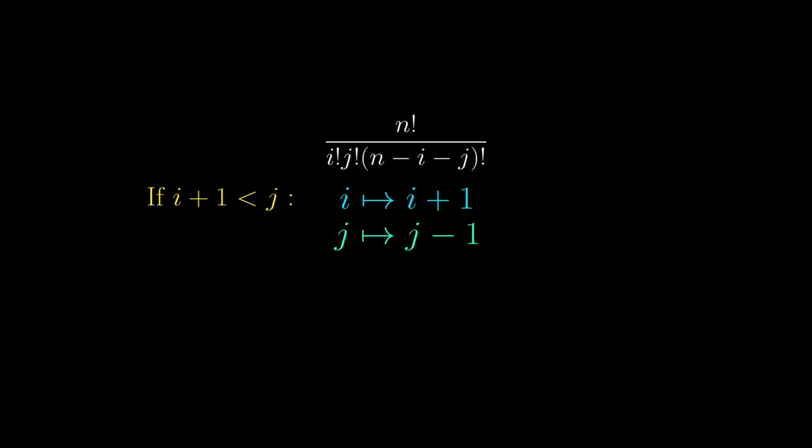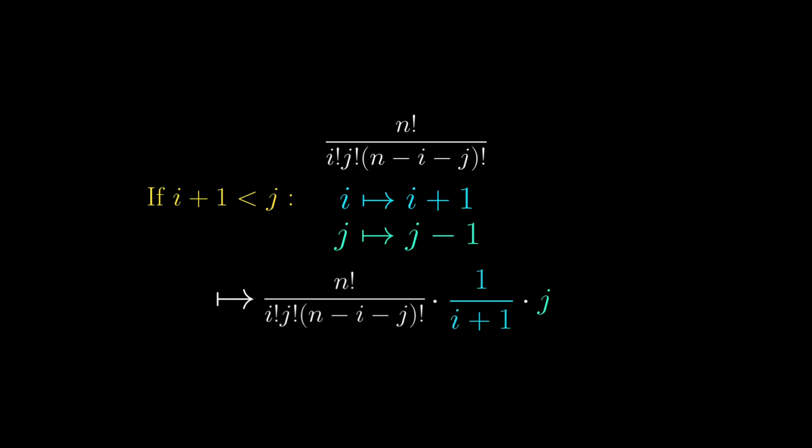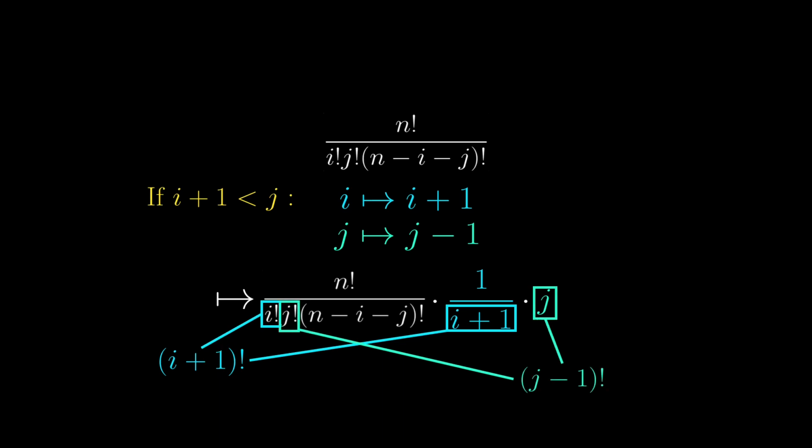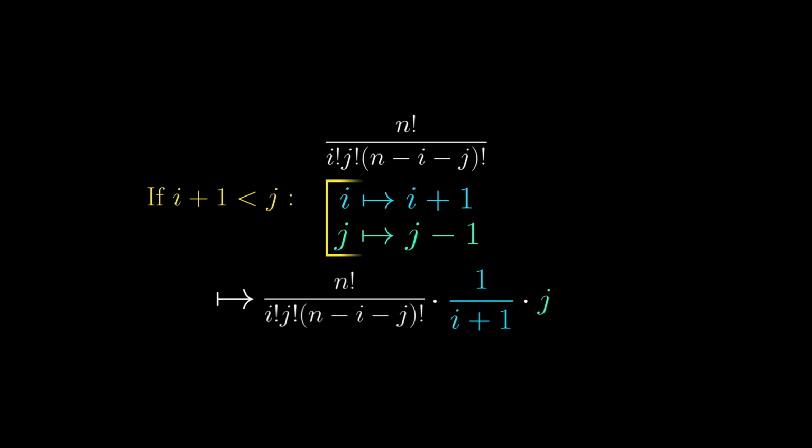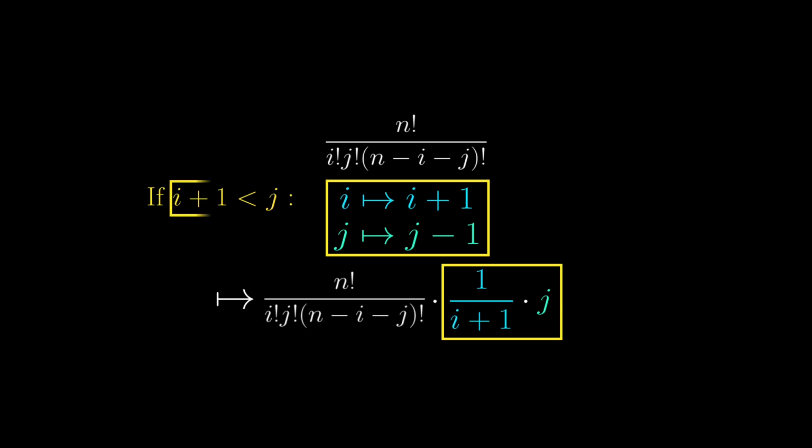i.e., making the smaller one bigger and the bigger one smaller. The value of this factorial thing would be multiplied by j over i plus 1, because i factorial and i plus 1 gives us (i plus 1) factorial, and the j factorial in the denominator with j on top gives us (j minus 1) factorial. So just by making these changes, the value changes by a factor of j over i plus 1. If i plus 1 is really smaller than j, then this factor will be larger than 1, and we can go bigger by this transformation.